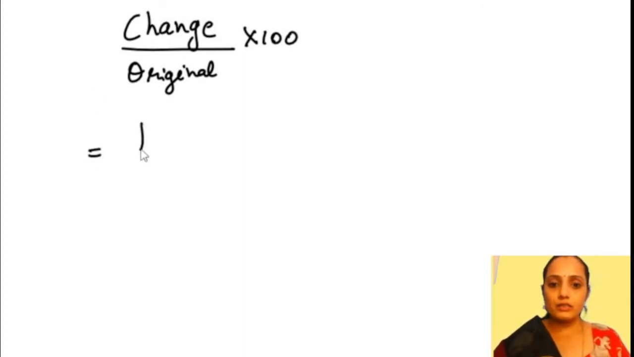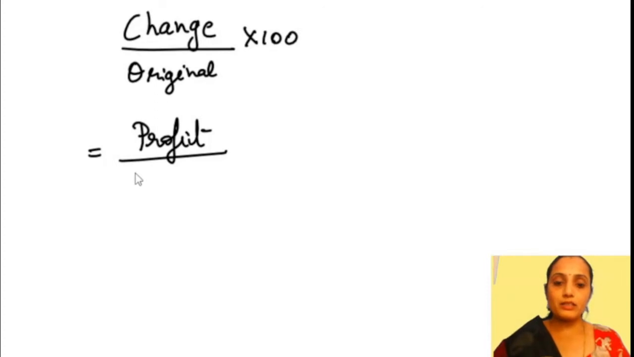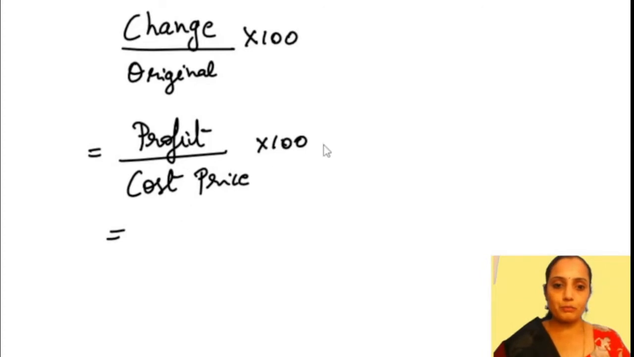Change is now called the profit, right? What is the change in the money that he has? The profit divided by the cost price, that is the original price, cost price, into 100. Now again, this is the profit percentage.